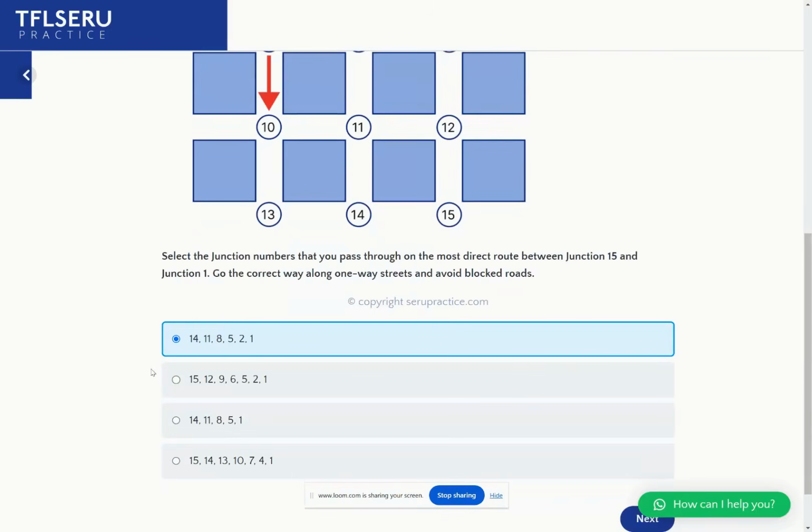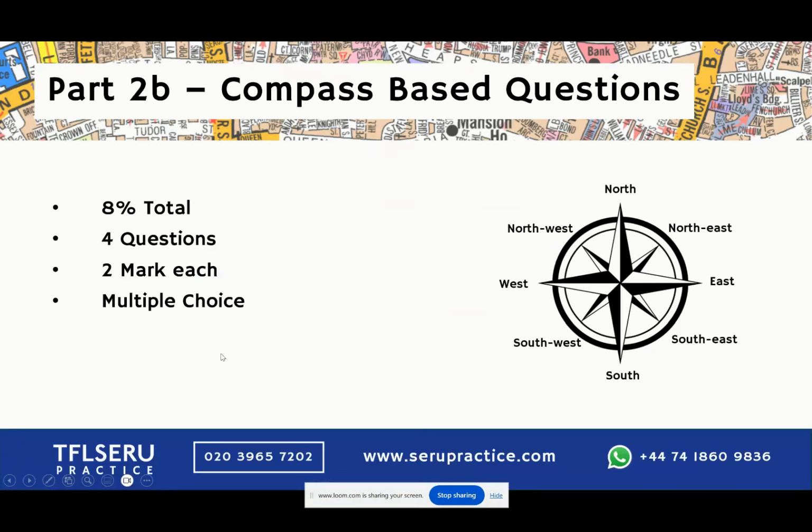Be careful because sometimes these questions try to trick you out. As you can see, option number 3 is very similar to option number 1. However, there is a slight difference in that the 2 is missing. So those are some examples of what compass-based questions would look like.